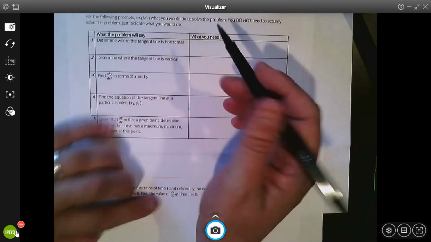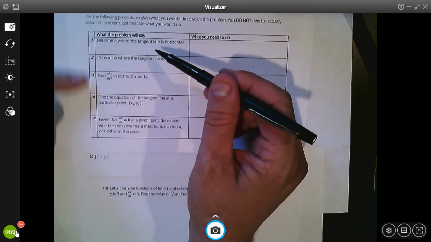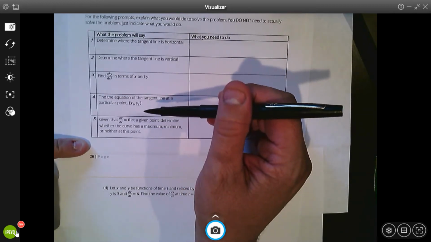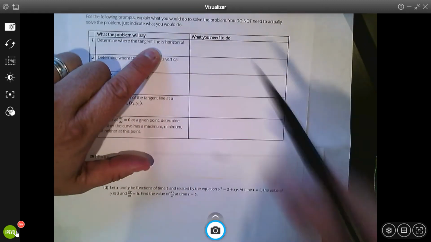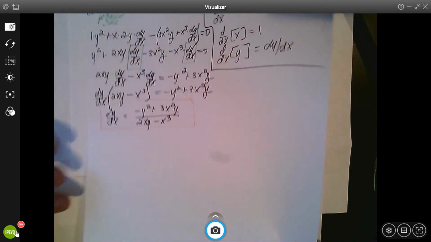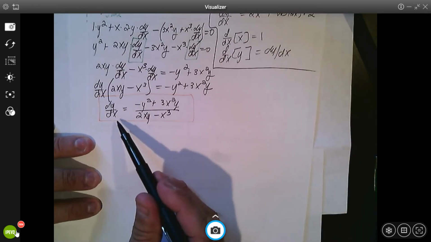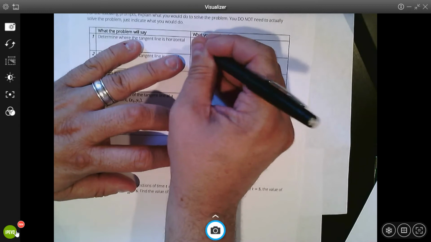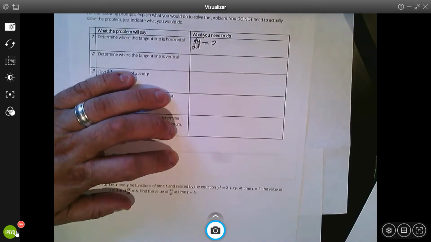Okay, so this is at the bottom of page 26. You're going to see prompts like this, and I just want to make sure that we're all on the same page of what to do. If I want to determine where the tangent line is horizontal for an expression like this, well, what does that mean? If you have a horizontal tangent line, that means that dy dx is equal to 0.